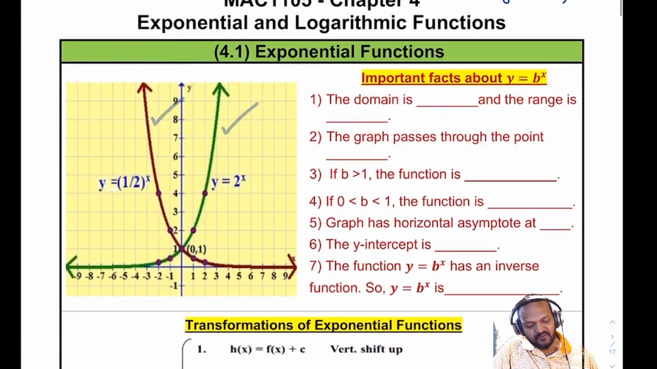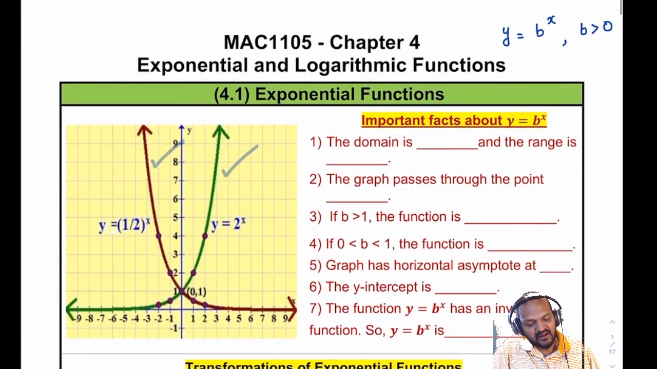The domain for this function is the entire real line, from negative infinity to infinity, and the range, as you see from here, starts here and goes all the way there. It's going to approach the x-axis, so therefore the range is 0 to infinity. And the graph always passes through the point (0, 1).